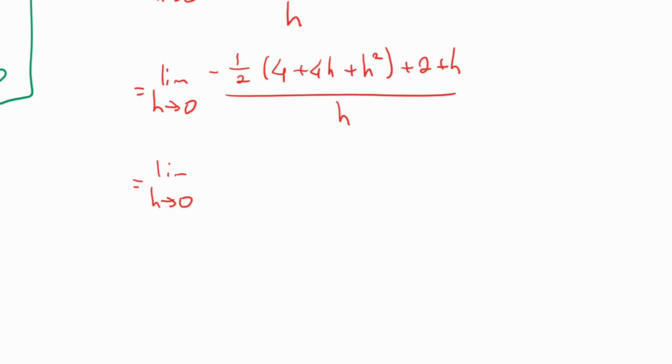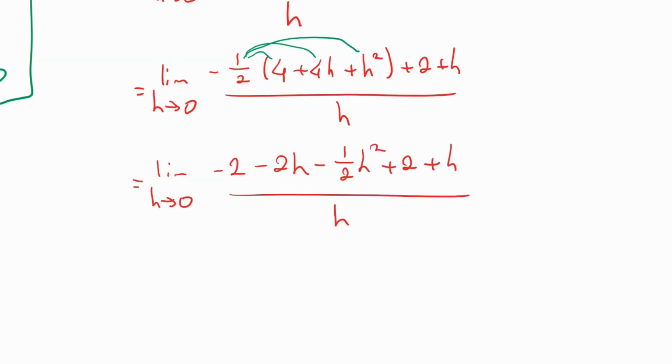I'm going to simplify it even further. -1/2 times 4 is going to equal -2. -1/2 times 4h is going to equal -2h. -1/2 times h squared is going to equal -1/2 h squared. And then I have plus 2 plus h over h. I see that I have -2 and I have plus 2 over here canceled out.